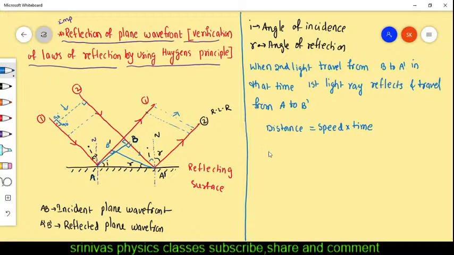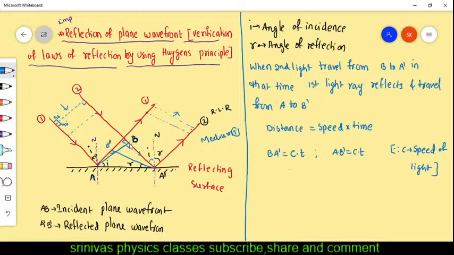We write BA dash is equal to speed, considered as c into t, and AB dash is also c into t only. Why? C is the speed of light. Here it is moving in only one medium, no change in the medium. That's why this speed we write the same. Previously the medium was changed.